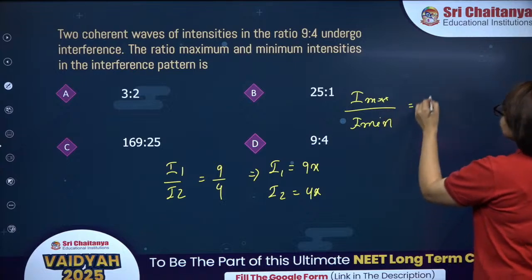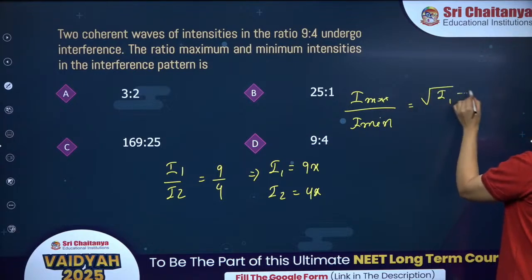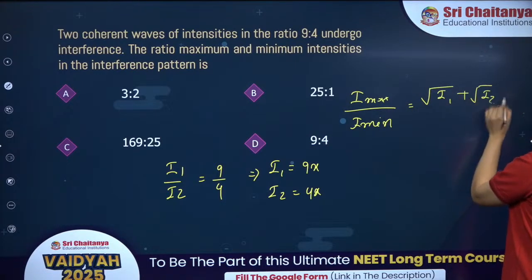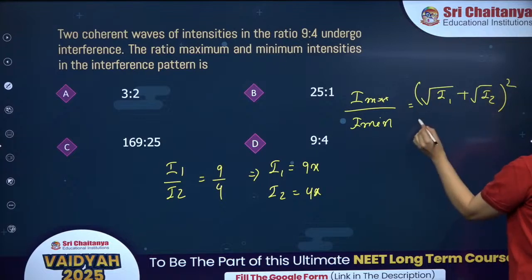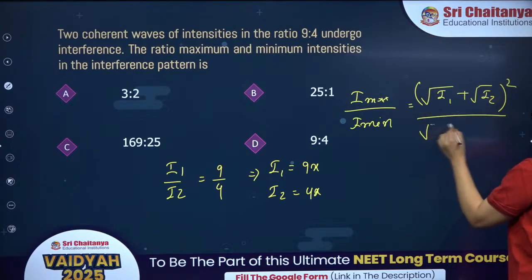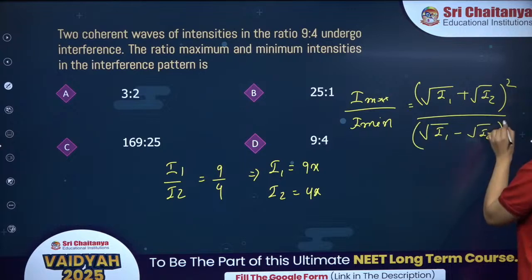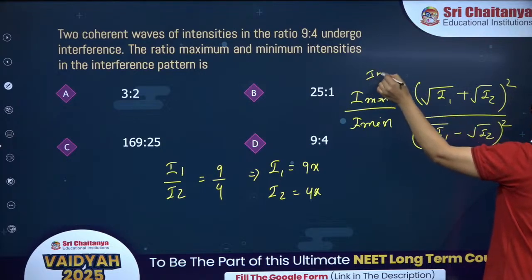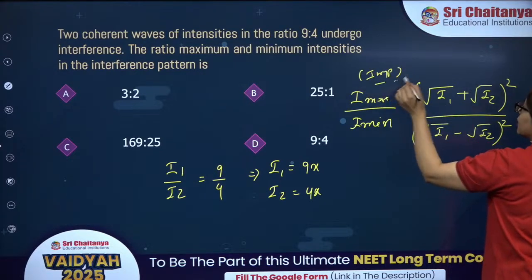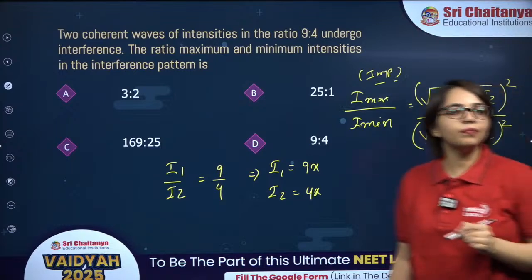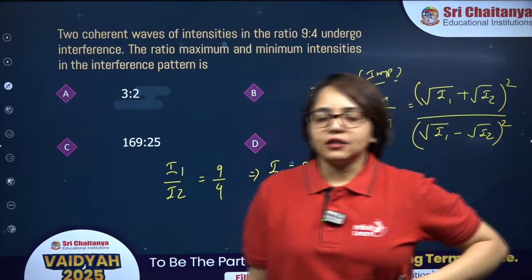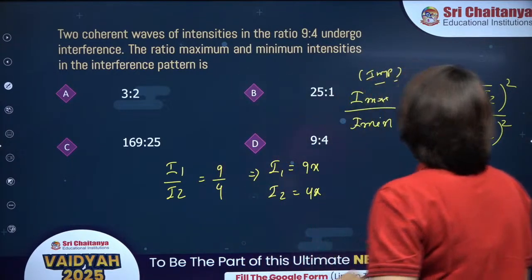What is I max? It is (under root of I1 plus under root of I2) whole square, and I minimum is (under root of I1 minus under root of I2) whole square. This is important for us. Please remember this expression for I max and I minimum. Alright, try this one everyone.